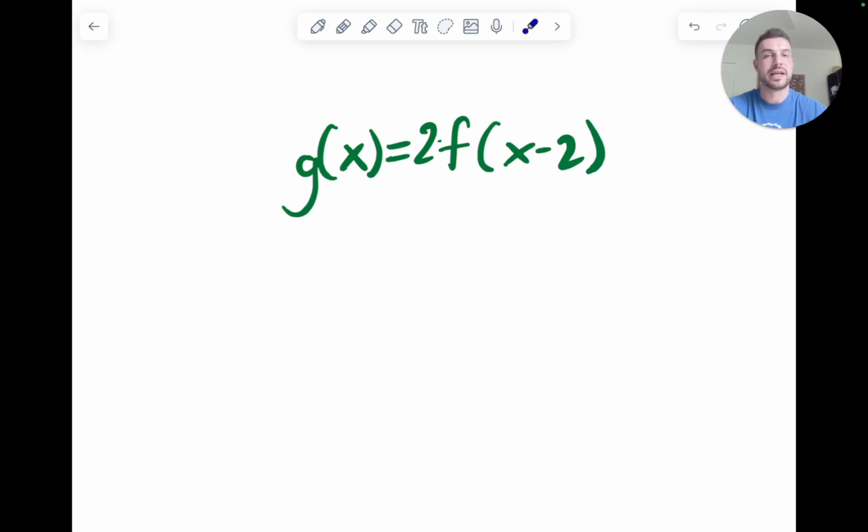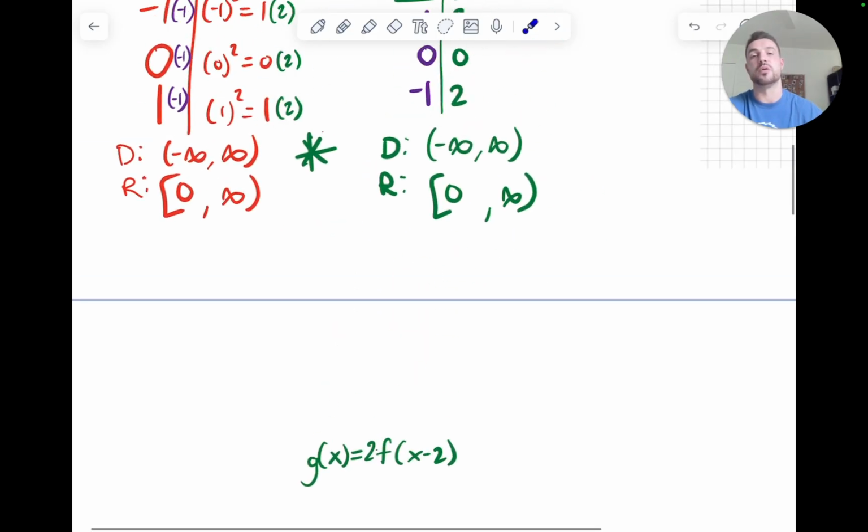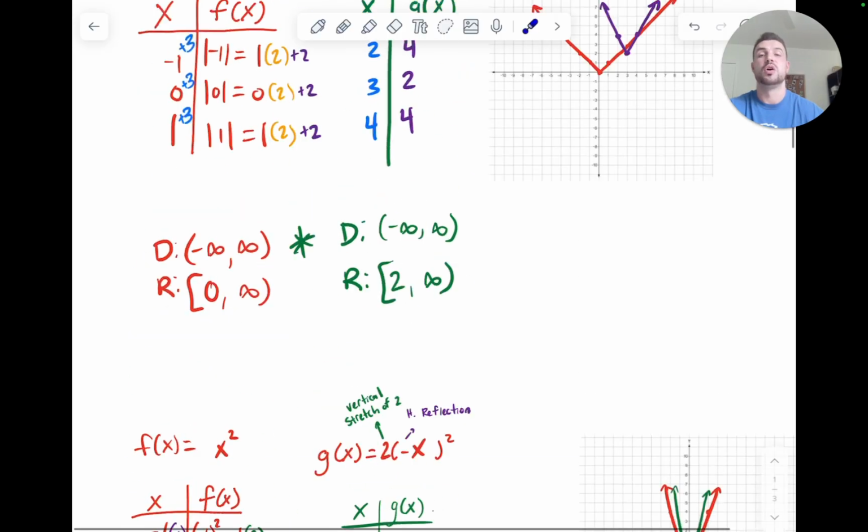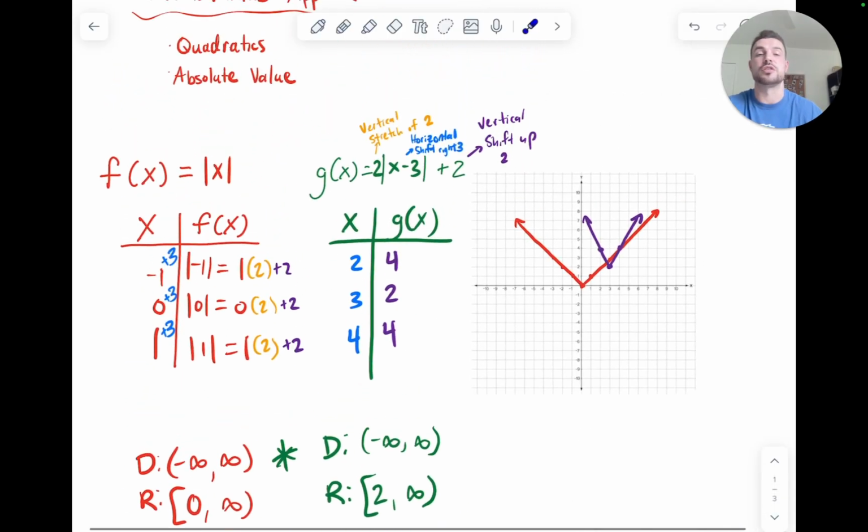Same rules, different situations, because we now know what these functions look like. We know quadratics look like parabolas. They are parabolas. We know that absolute value functions are v's. All right, same rules as before, just getting a little bit more specific because we're talking about specific functions.